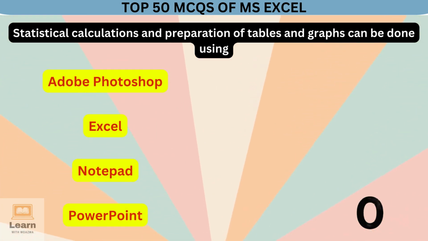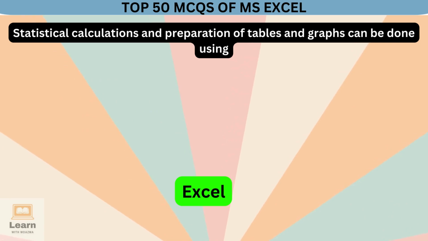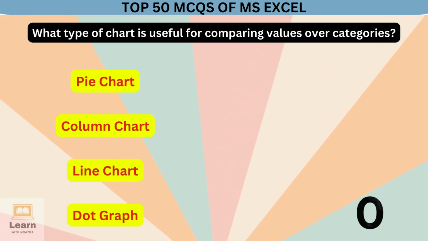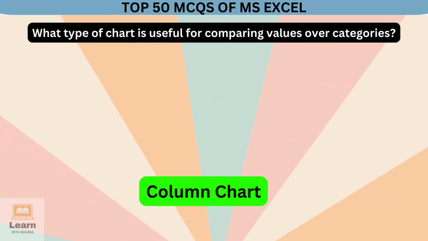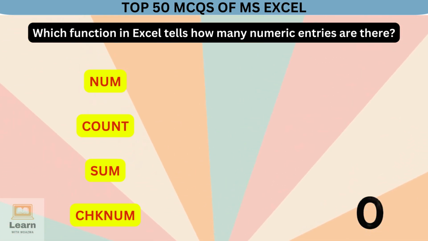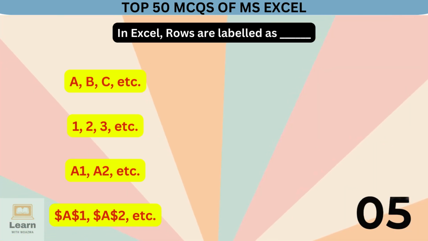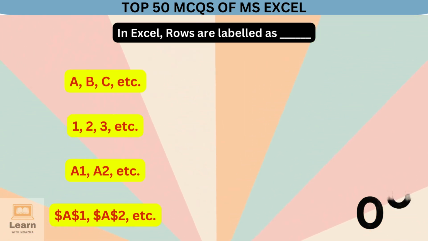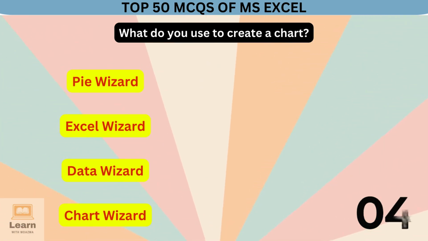Statistical calculations and preparation of tables and graphs can be done using. What type of chart is useful for comparing values over categories? Which function in Excel tells how many numeric entries are there? In Excel, rows are labeled as row. What do you use to create a chart?